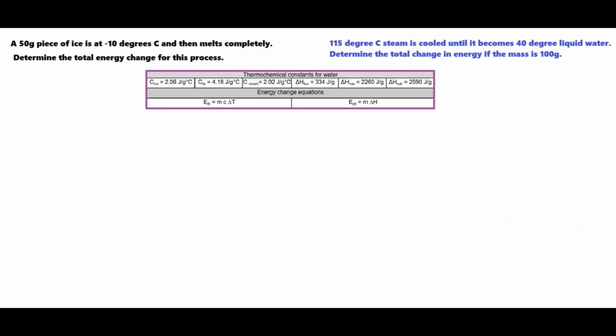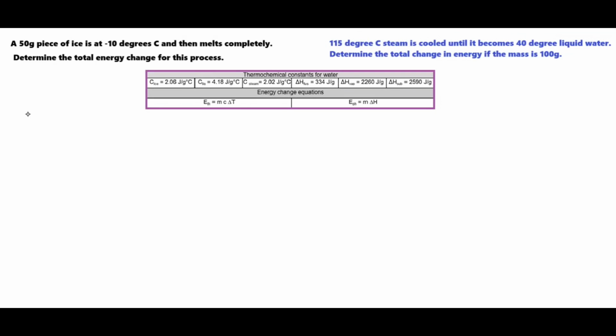In this video, we're going to be working out a couple heat calculations in order for you to understand thermal energy and phase change energy and all these constants that you see on the screen. So let's start with our question to the left here. We have a 50-gram piece of ice at negative 10 degrees Celsius that melts completely. Determine the total energy change for this process.